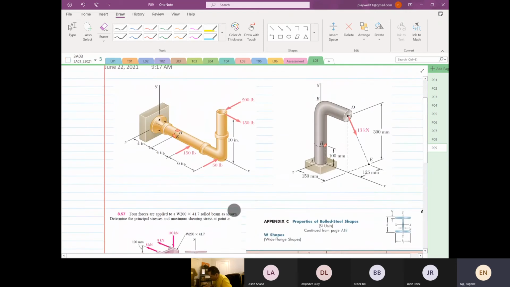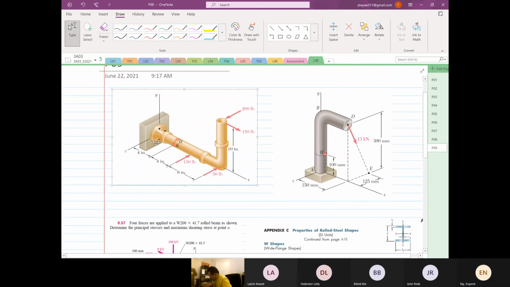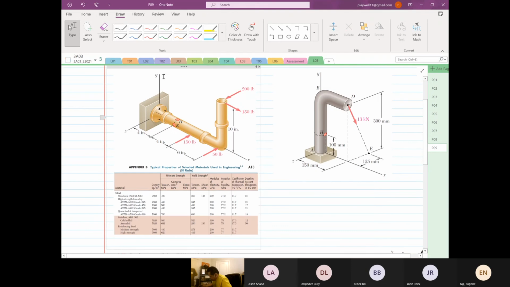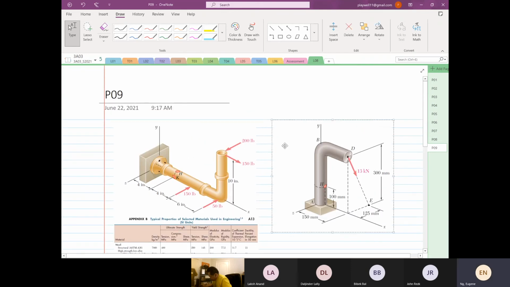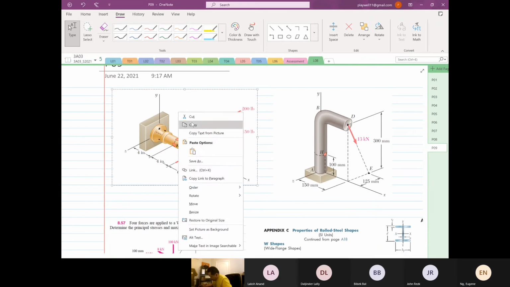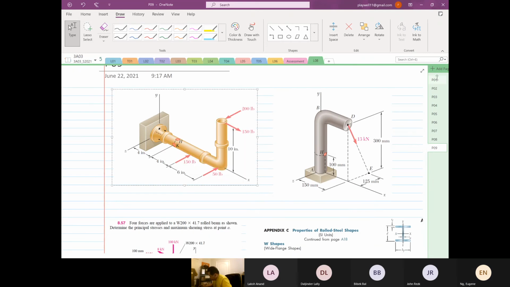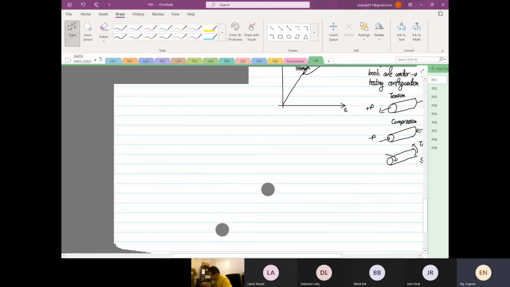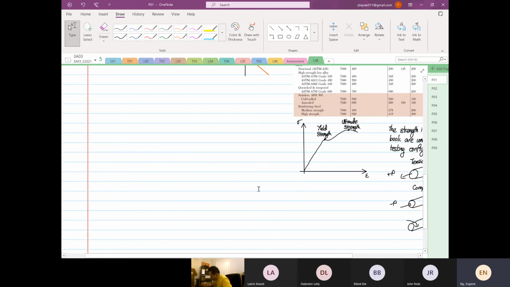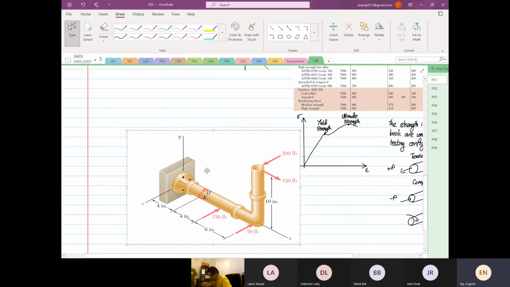Problem. So I'm going to give you this problem. Hold on. Undo. Okay, if we look at this problem now, I'm not going to do it yet, but I'm just going to explain.